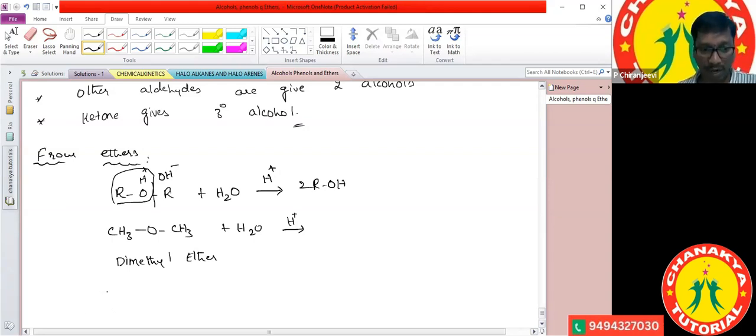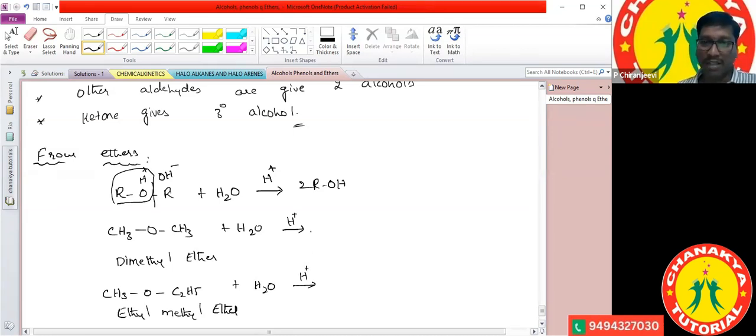And one more example I'll write here: CH3-O-C2H5. We call this ethyl methyl ether. This also undergoes hydrolysis with H2O and H plus. What is the answer for the first one, Aditi? What is the IUPAC name or common name? Any guess? Ritu?